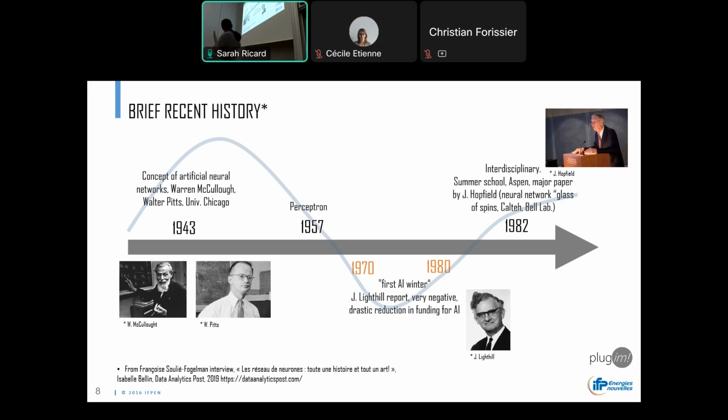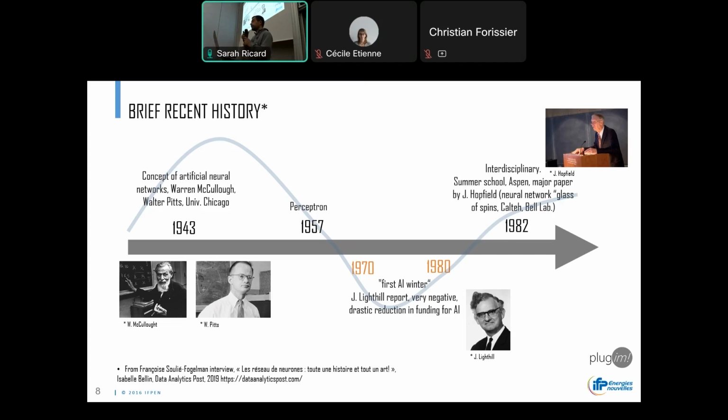In 1957, we formalized this composition of operations as the perceptron. Maybe you have already learned about this. There was some start of research in this domain, and in 1970 we have what we call the first artificial intelligence winter.